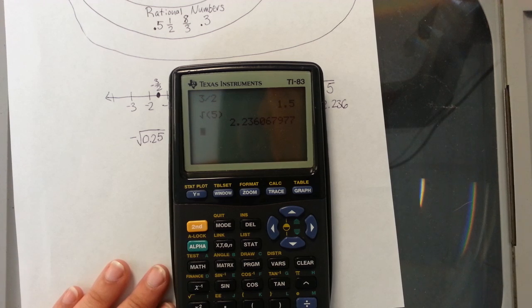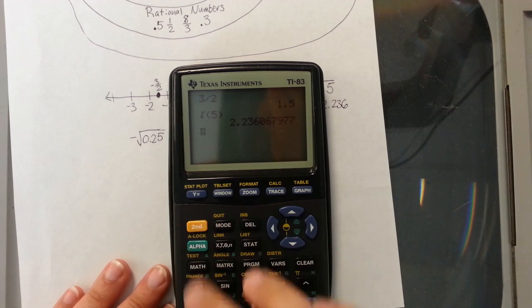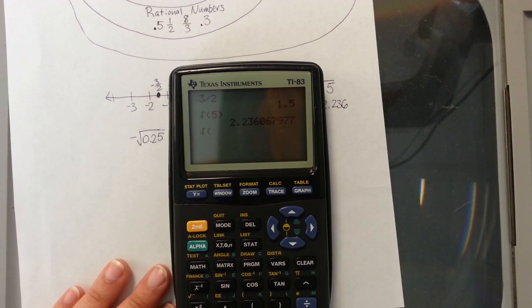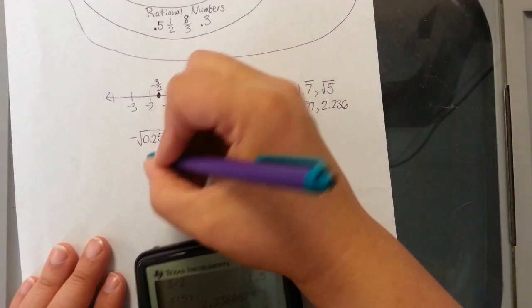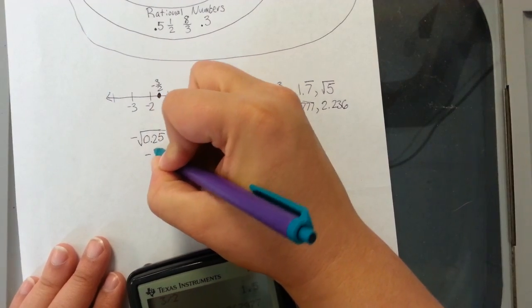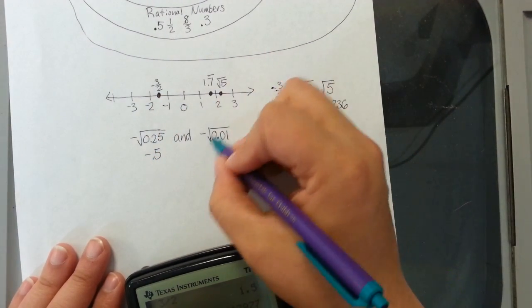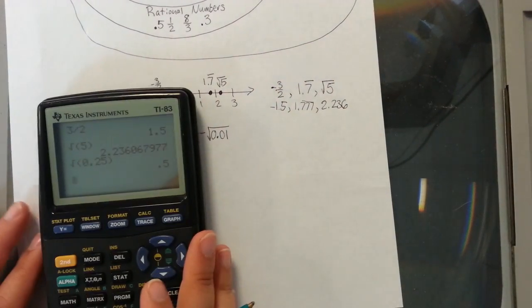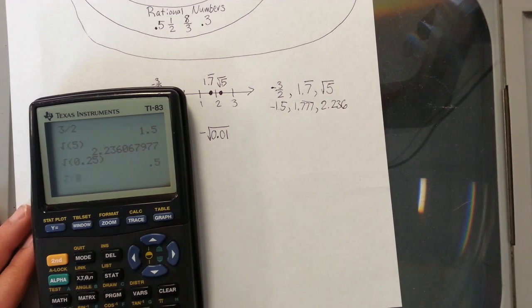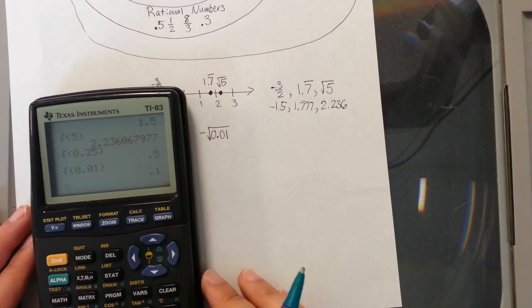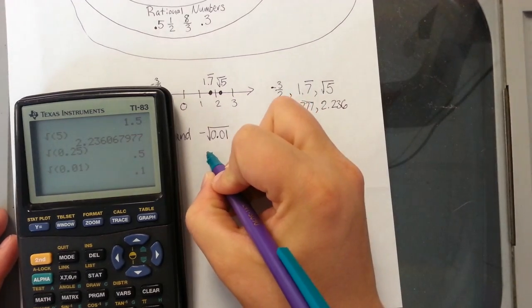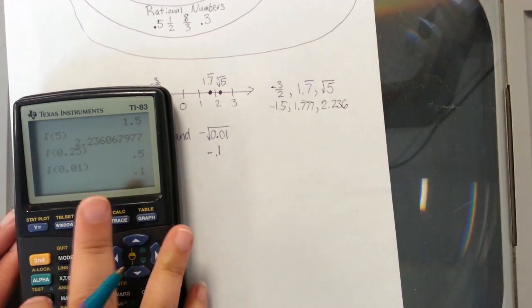So here we go. Square root of 0.25 is 0.5. Okay, so this is actually negative 0.5. And then the square root of 0.01 is actually negative 0.1.